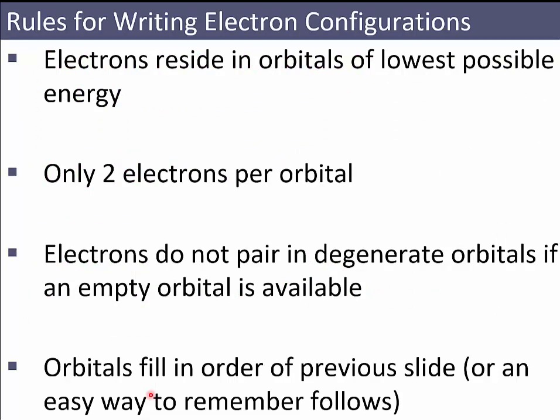Electrons reside in orbitals of the lowest possible energy. You can only have 2 electrons per orbital. Electrons do not pair in degenerate orbitals if an empty orbital is available. So in other words, if you're moving in and you've got a choice between an apartment that is the same cost with a roommate or an apartment with the same cost without a roommate, you pick the one and live solo. Orbitals fill in order on the previous slide, or an easy way to remember, follow this.